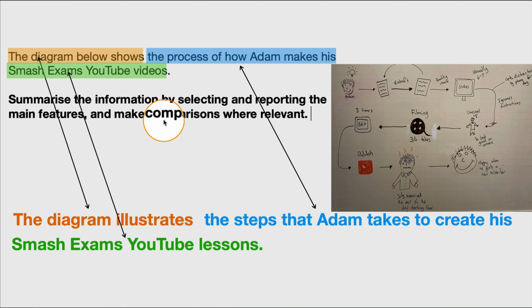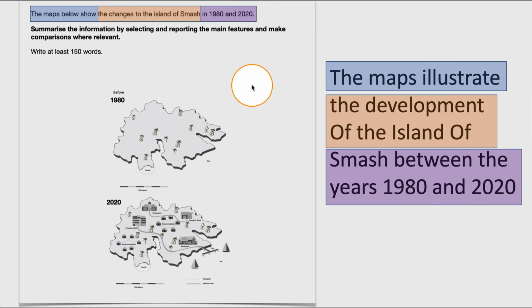So you've changed videos to lessons. Okay. So again, very simple. It's the same with any introductions for the IELTS Writing Task 1. So let's have a look at the maps.